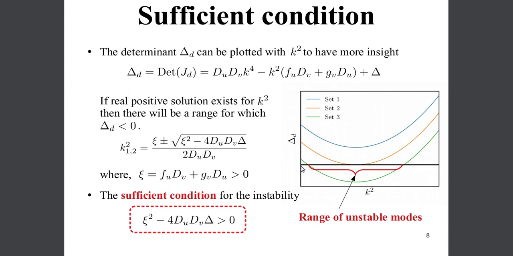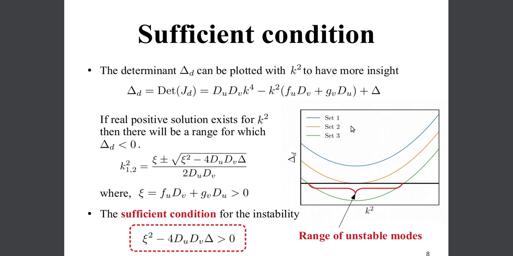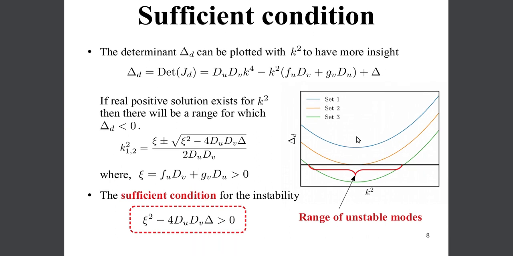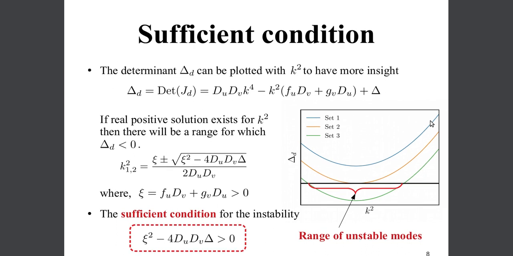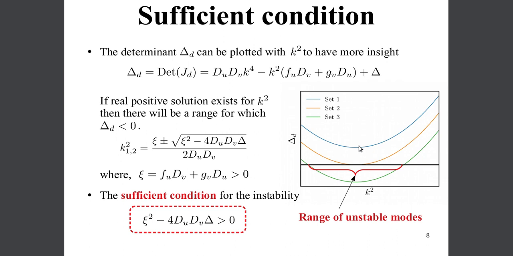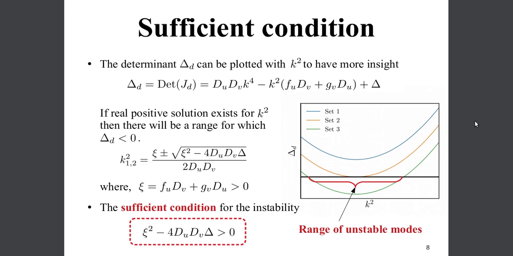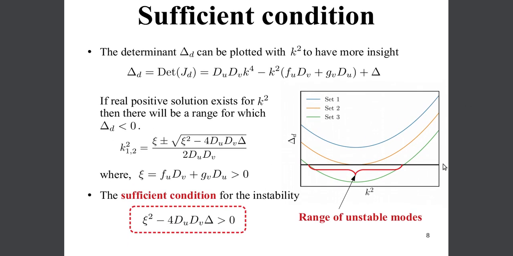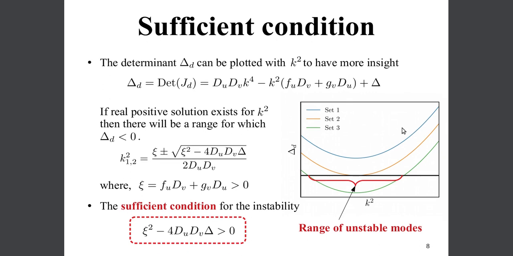Basically this black line is delta d equals 0. So below that line delta d has a negative value, and above it is positive. As this is a parabola, you can see that it will not go anywhere else. There is only one minimum. So if you extend this axis, will it cut somewhere else? No, it will not.